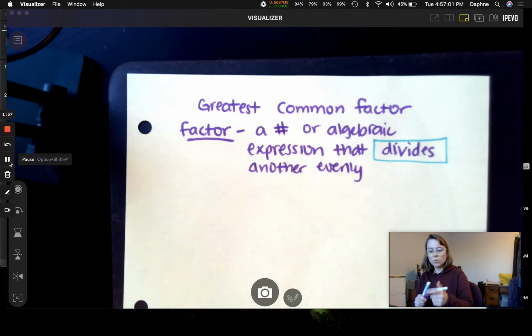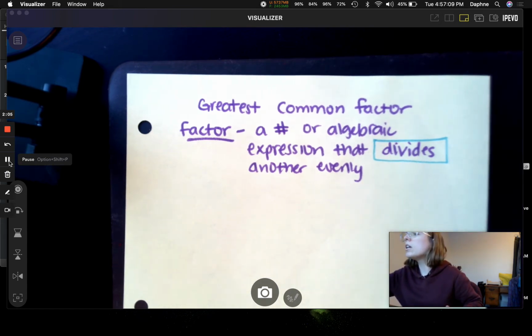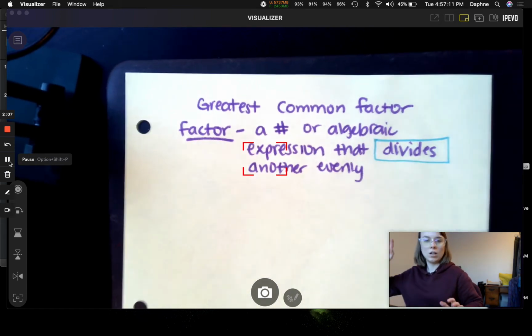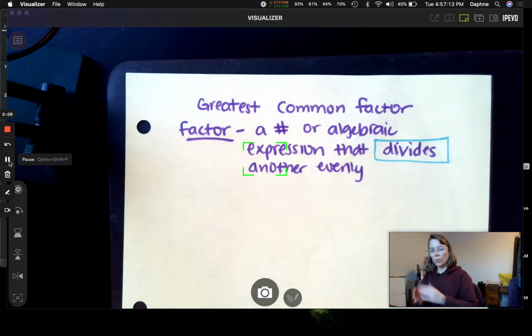All right, so this is what the definition of a factor is. A factor is a number or algebraic expression that divides another evenly. And I'm going to see if this is the focus button. Oh, okay, so it divides another evenly.